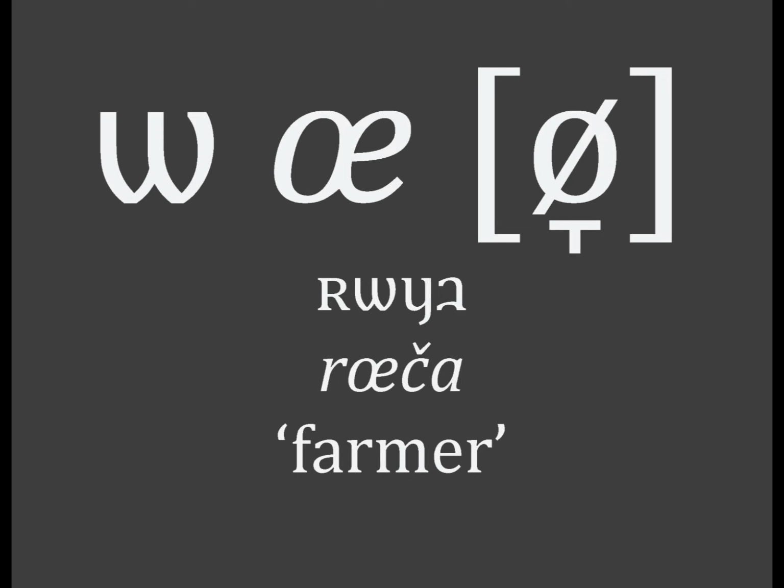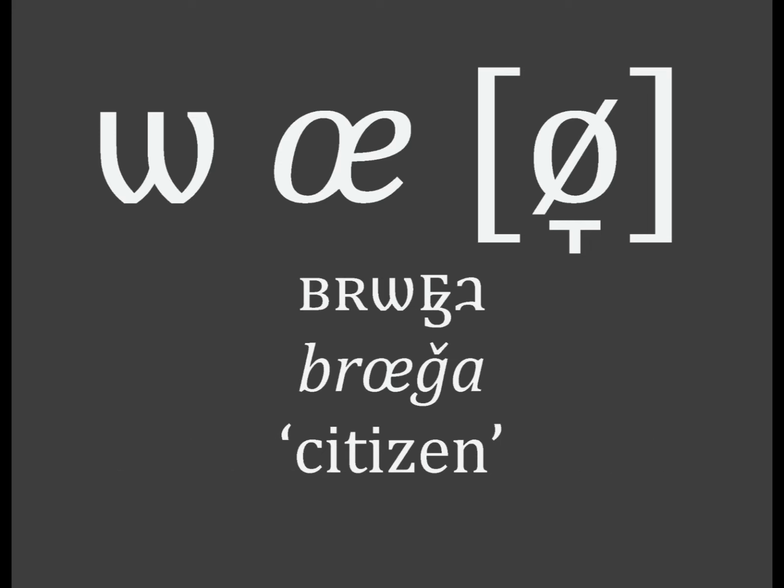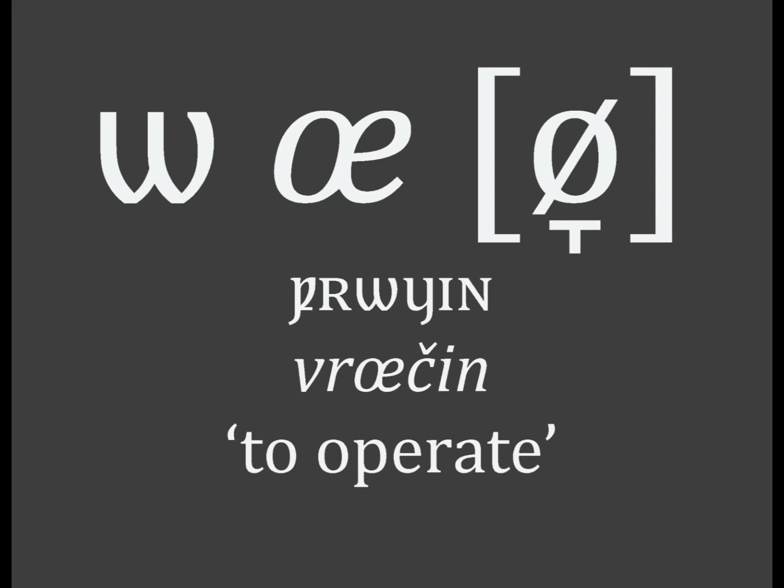Richa means farmer. It is the short equivalent of Erja. It represents a mid-rounded front vowel, a bit like the EU in French peu, or the umlauted O in German Öl. It is transliterated by the OE ligature, sometimes called Ethel. It can only occur with primary or secondary stress. That is, it can never be unstressed, and it can never occur word finally. Öfchin means to increase the chances of. Bröja, citizen. Vrechin, to operate.